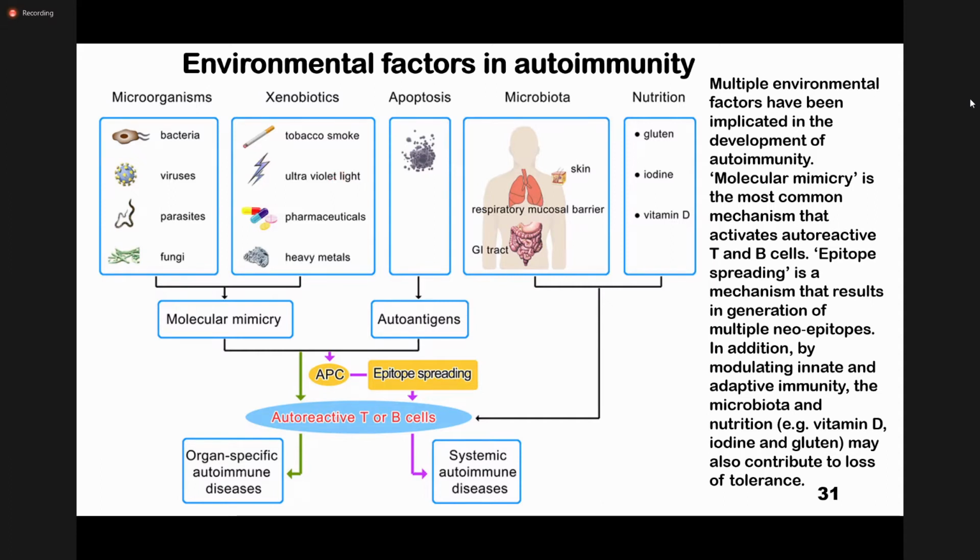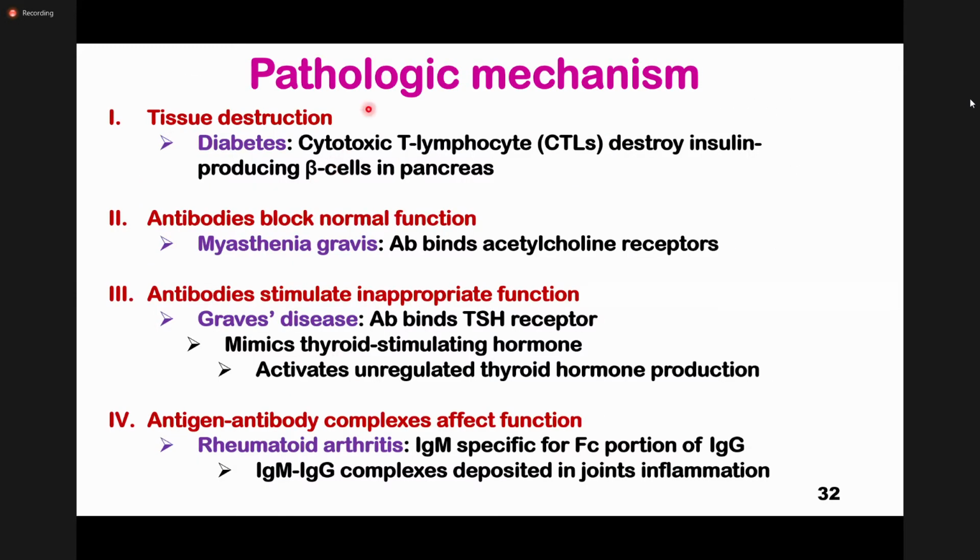Now, earlier I told you about pathologic mechanisms. Here are a few examples. Tissue destruction, like in the case of type 1 diabetes: the T cells destroy the beta cells in the pancreas so that there is no insulin, and that leads to type 1 diabetes.